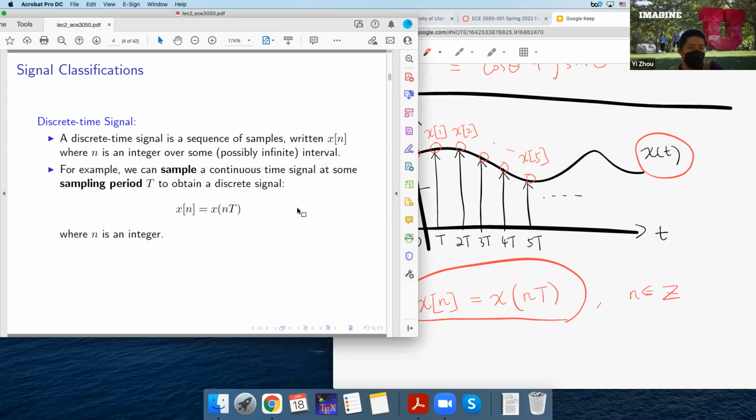So this is the discrete time signal. We can generally classify signals in this way: either continuous or discrete time.